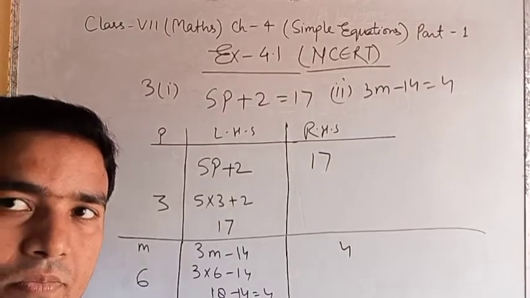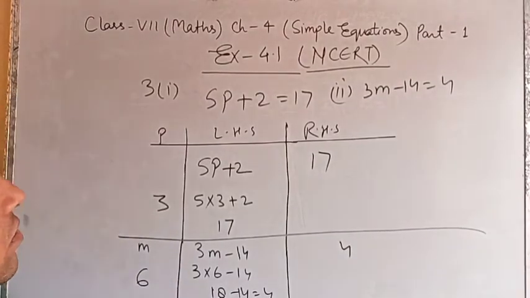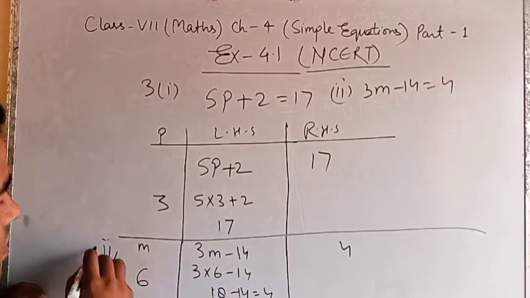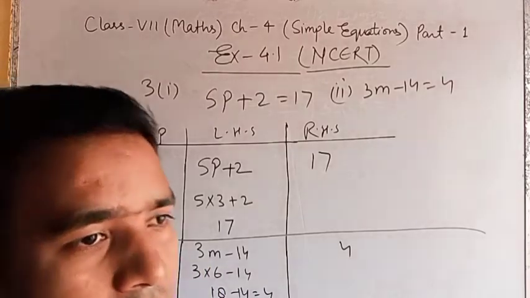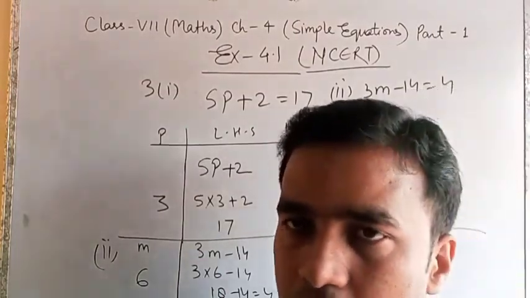Clear? So in place of m we have taken 6. The first one is this, second one is this. Clear? Trial and error method you will do like this. Clear? Note down.